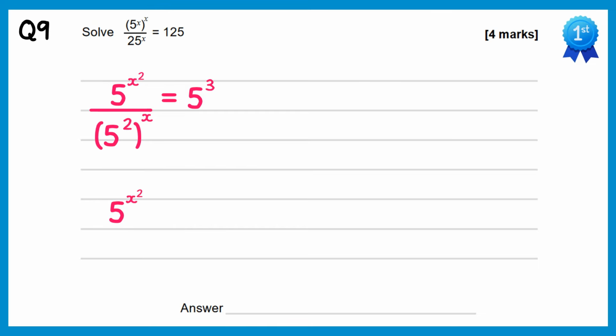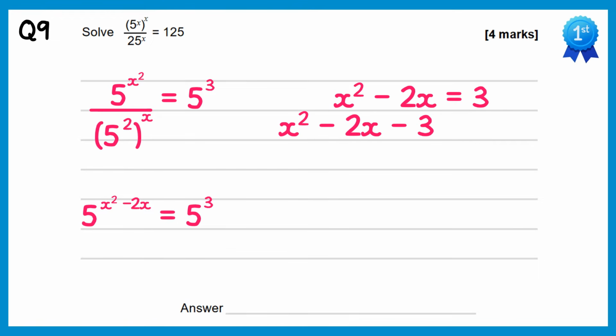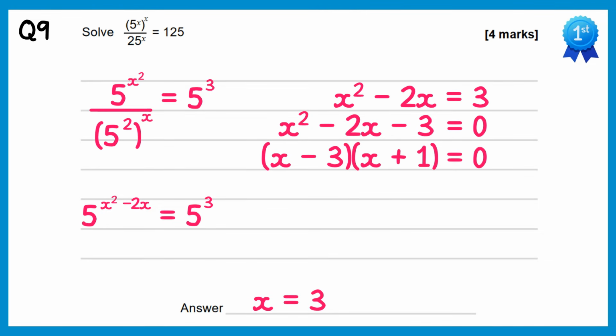So we'll keep the top, and on the bottom we have 5 to the power 2x equals 5 to the power 3. On the left-hand side here, we have a division, so we subtract the indices. So we could rewrite this as 5 to the power x squared, take away 2x. And now we can equate the indices, so x squared minus 2x equals 3. Subtract 3 from both sides, and you'll get x squared minus 2x minus 3 equals 0. And now factorize this quadratic. It's (x minus 3)(x plus 1) equals 0, which gives you two solutions, x equals 3 or x equals negative 1.